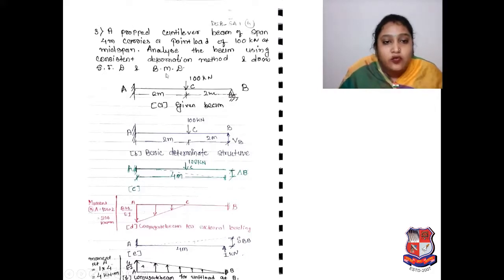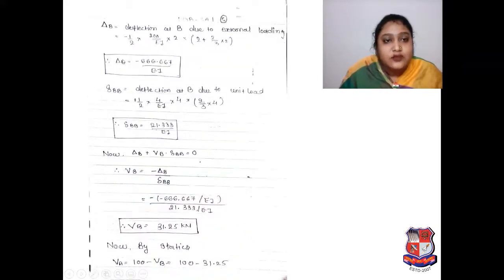So you have to focus on how to prepare the diagram. It is very easy. Steps are already given and we already discussed them over here. So now we have to find delta B. Delta B is equal to the deflection at B due to external loading. So what will that be? It is the area of the M upon EI diagram and the CG distance.